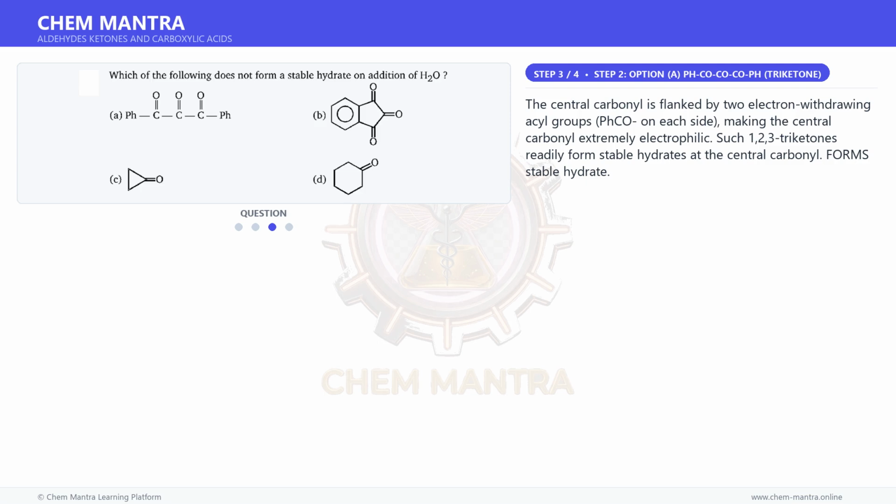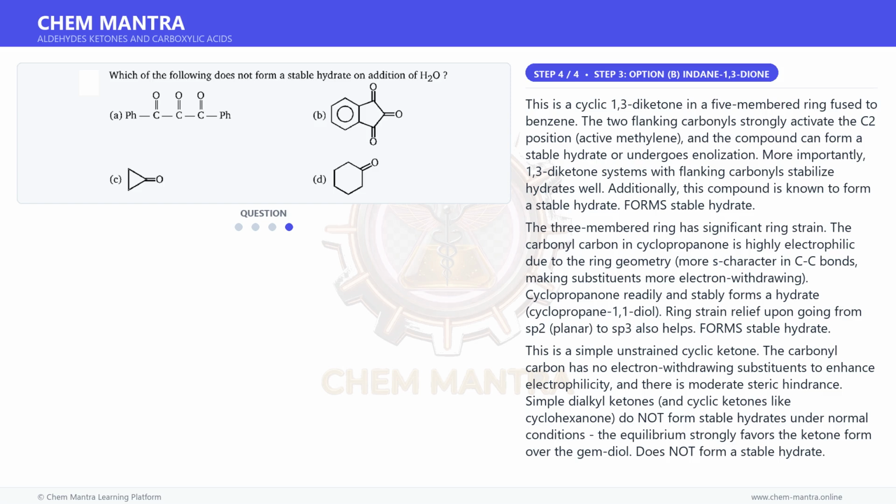Moving on to the next step. The central carbonyl is flanked by two electron-withdrawing acyl groups, PhCO, on each side, making the central carbonyl extremely electrophilic. Such 1,2,3-triketones readily form stable hydrates at the central carbonyl. Forms stable hydrate. And for the final step.